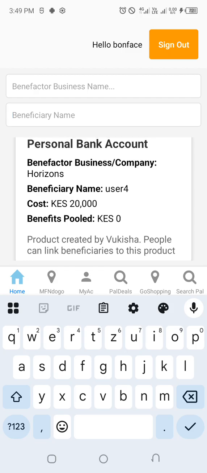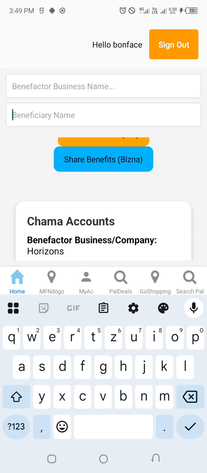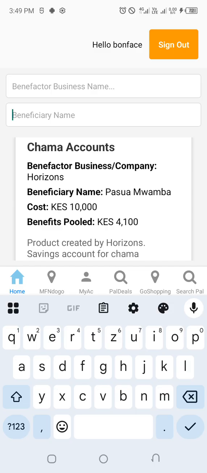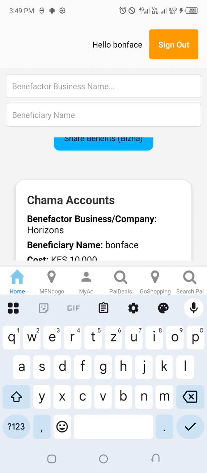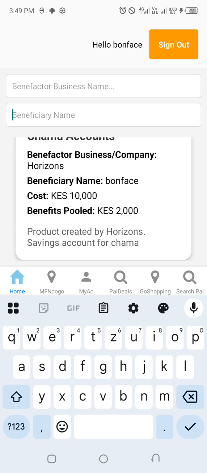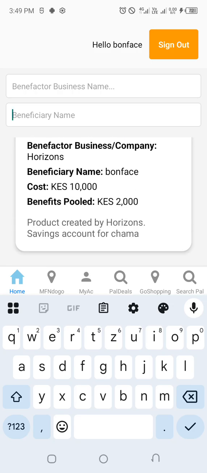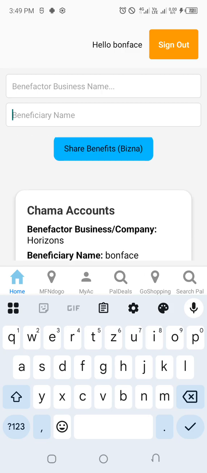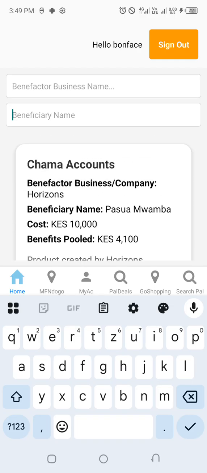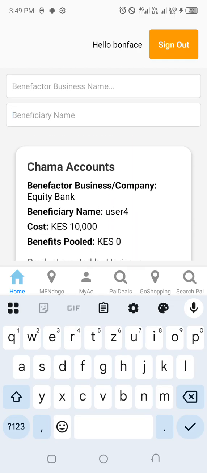As you can clearly see, the product creator was Vukisha, but the benefactor is Horizon. So it's good to differentiate these two. So the product creator is Vukisha, but the benefactor is Horizon. For the other one, the benefactor is Horizon, also created by Horizon. That's why I was saying that like Red Cross can create a product and also be the product creator, but also be the benefactor.